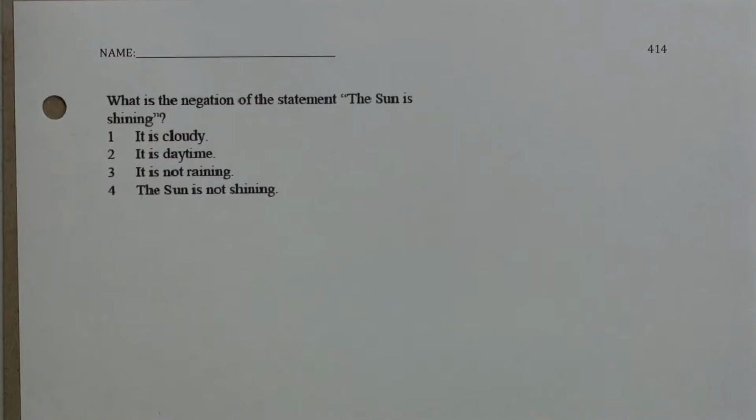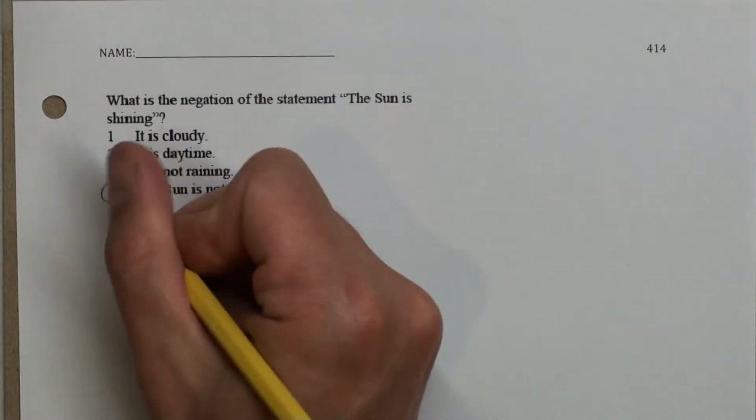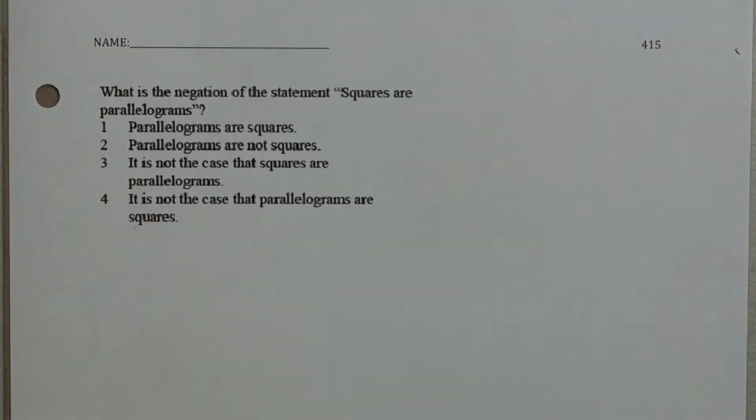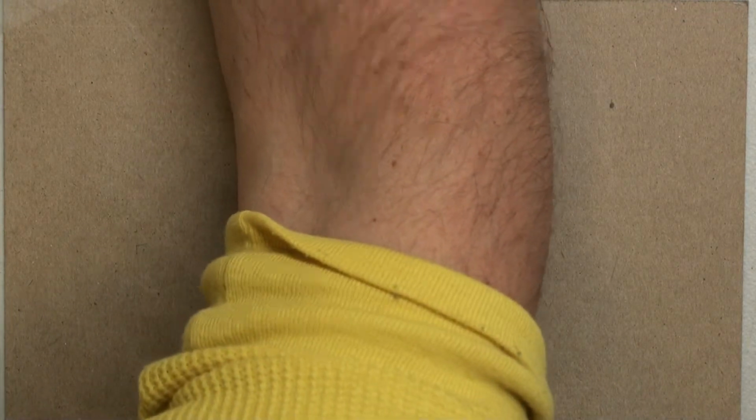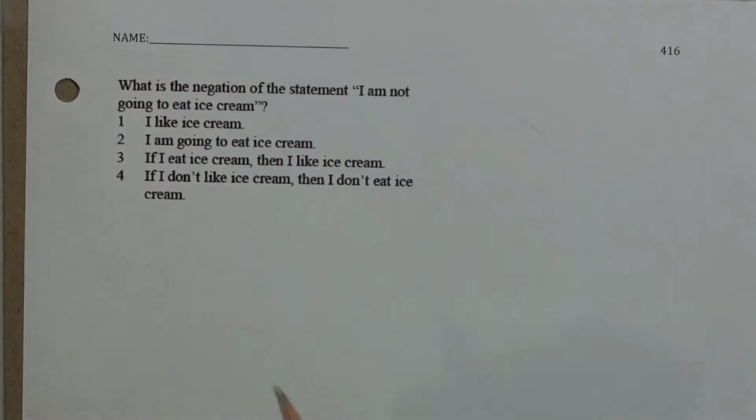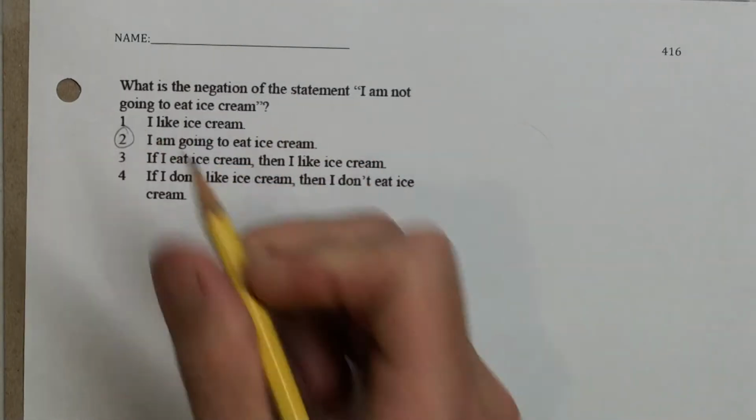What is the negation of the statement, the sun is shining? The sun is not shining. What is the negation of the statement, squares are parallelograms? It is not the case that squares are parallelograms. Let me just check something. What is the negation of the statement, I am not going to eat ice cream? I am going to eat ice cream. Choice 2.